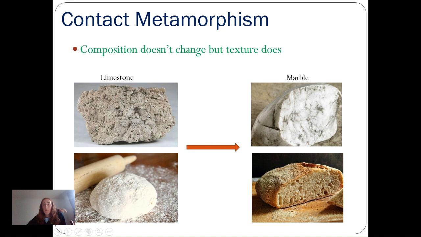And then if you heat up limestone, so just take a chunk of limestone, take a cave deposit, heat it up. What it turns into under metamorphism is marble. Marble is also calcium carbonate. It's the same exact chemistry as limestone. The only difference is the texture is what changes between these two. So you take limestone, you heat it up, it will turn into marble. Same as taking bread dough, heat up that dough, turns into bread.